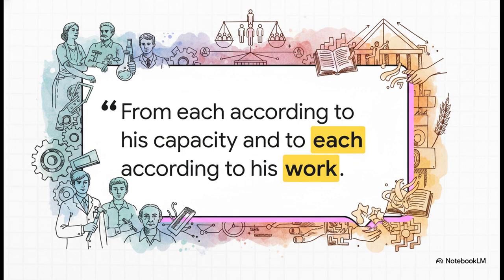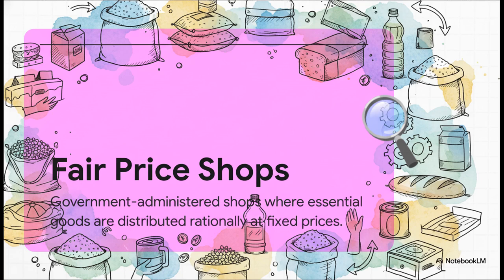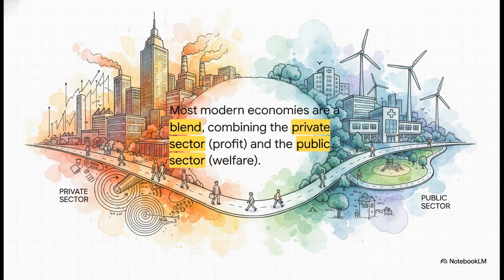And this quote, it really sums up the philosophy of who gets what in a socialist economy. So things like fair price shops are used to make sure everyone can get the essentials at a fair price. But in the real world, things are rarely so black and white.